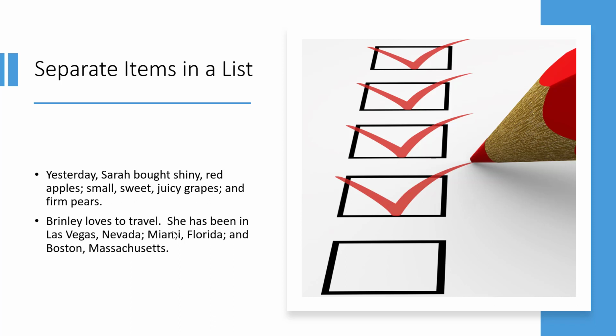And in the second example, again, we have three locations where Brinley has been. And because you always put a comma between the city and the state, in order to separate one location from the other, you need to have a semicolon after the first two states to indicate that Las Vegas, Nevada is one location, Miami, Florida is a second location, and Boston, Massachusetts is the third location.